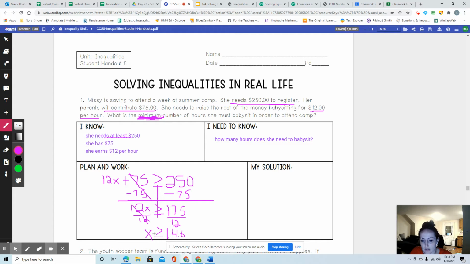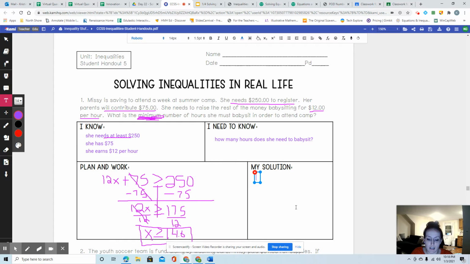Now let's talk about our solution. If x needs to be greater than or equal to 14.6, how many hours does she really need to work in order to earn 250 or enough money to go? It's not usual that you babysit for 0.6 of an hour. So would you be babysitting for 14 hours or for 15 hours? The answer is you would need to babysit for the 15 hours, because if you only babysat 14 hours, you wouldn't have enough. In my solution is where you're going to write your target statement. And our target statement here is that Missy needs to babysit for at least 15 hours.